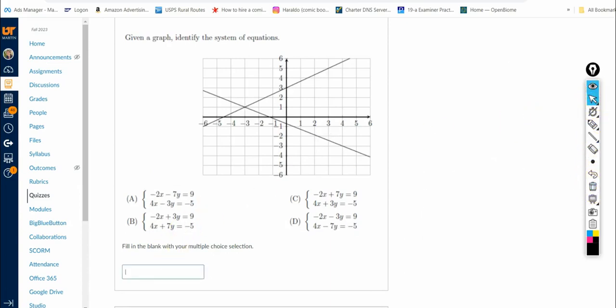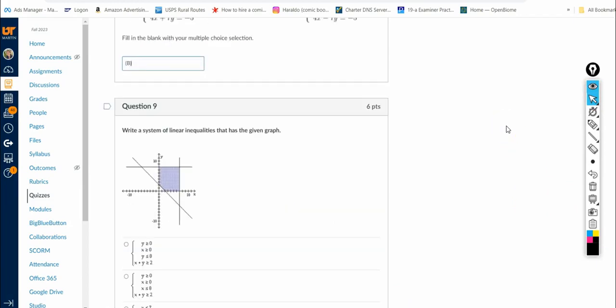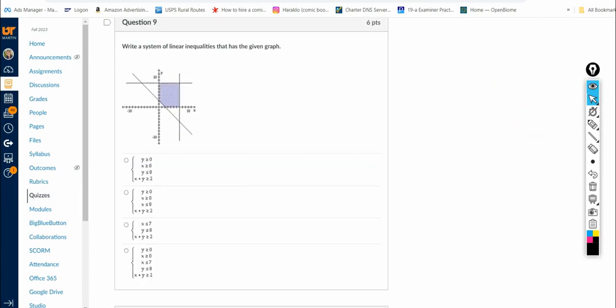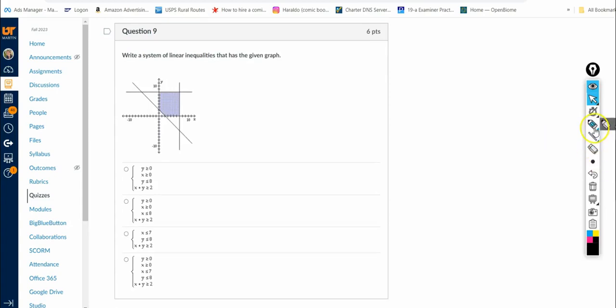Just my stylus is not responding to me. Okay. Let me try and plug this back in for a sec. See how that's responding. Okay, it seems to be behaving itself. Okay, I'm going to enlarge this.